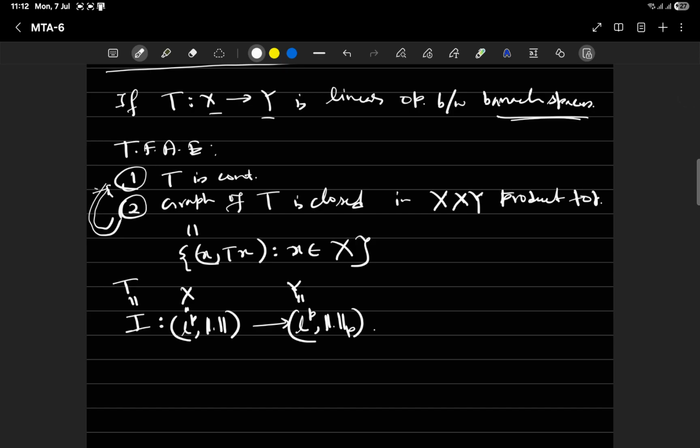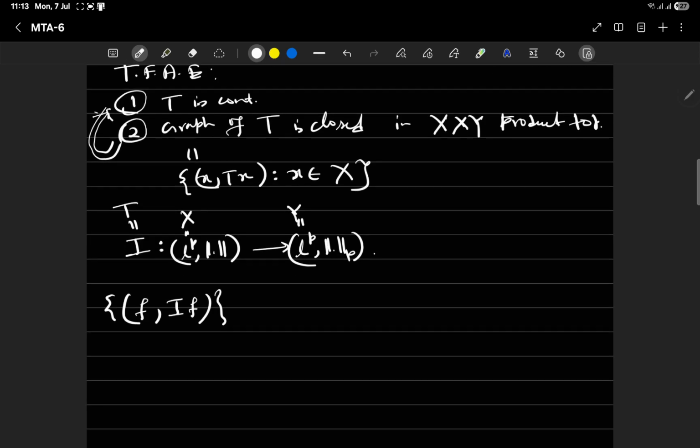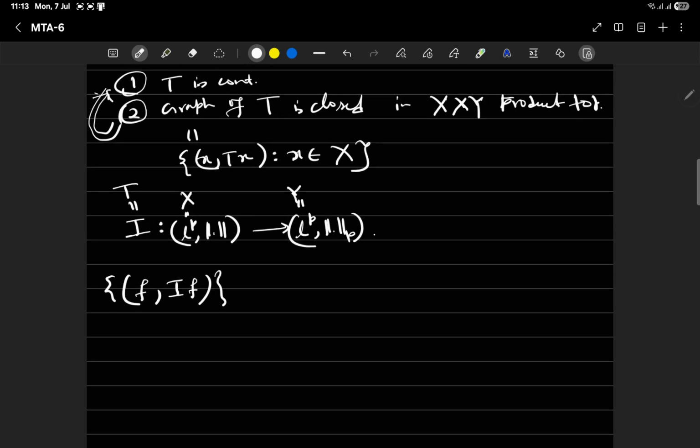Now how can I prove the closedness of the graph of I? So what is the graph of I? That is the main question. The graph of I is x comma Ix. Basically x means here f, and I of f, right? This is our graph of I. Now we have to take a sequence to prove the closedness. But I of f is f again.